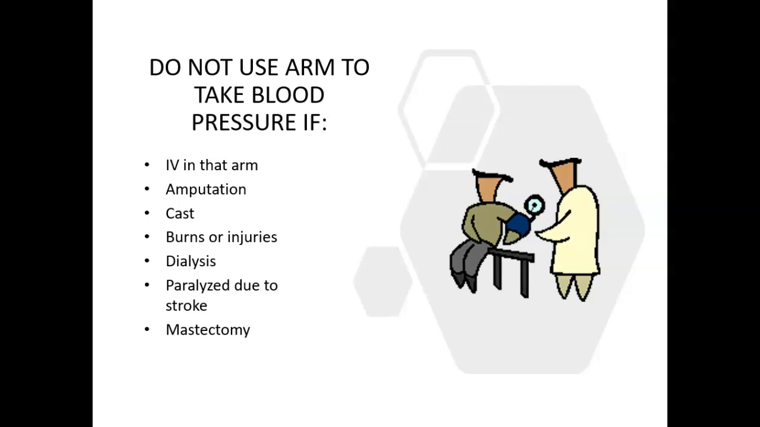Do not use an arm to take blood pressure if there's an IV in that arm, if there's been an amputation, if there's a cast, if there's burns or injuries. With dialysis, sometimes they'll have a shunt in one of their arms, and you wouldn't take a blood pressure on that side. If they have a weak side from a stroke, you would use their good side. Or if they've had a mastectomy, a breast removal on the right side or left, you would not use the side that the removal was on.